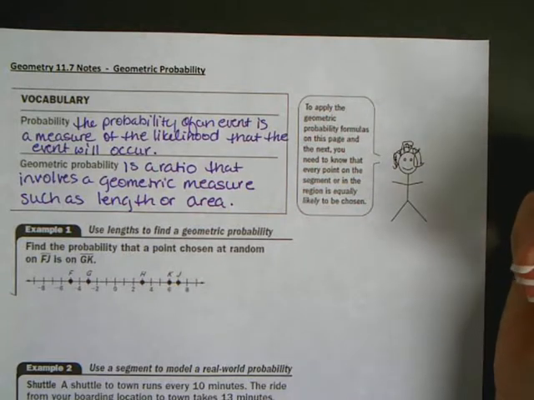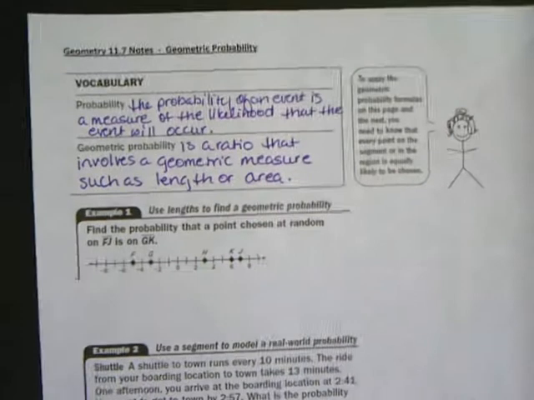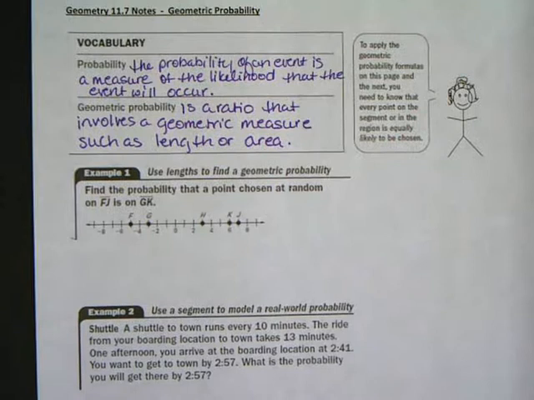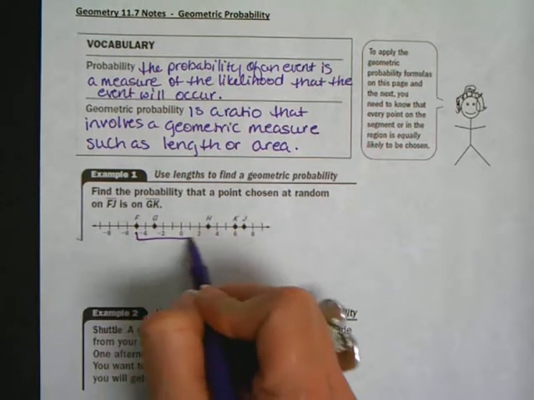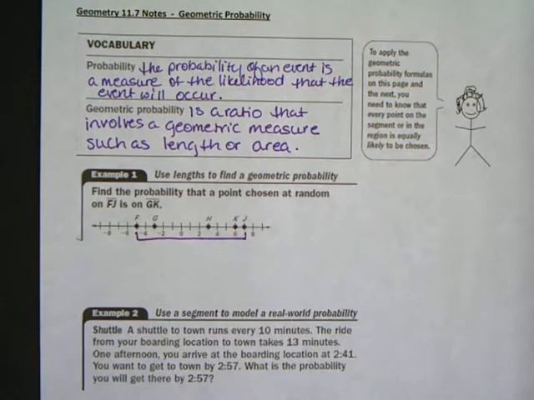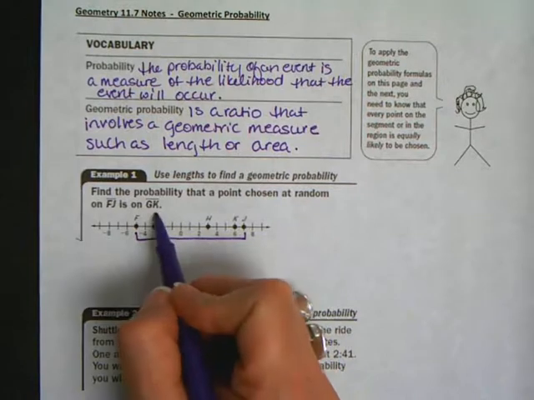First, we're going to do different lengths. We're going to do a probability to compare two different lengths. It says find the probability that a point chosen at random on FJ is on segment GK. So we're looking at this entire segment from point F to point J, but we want to know the likelihood that we're going to pick a point in segment GK. GK takes up a major portion of FJ, so there's a pretty good chance that you'll pick a point within this area right here.